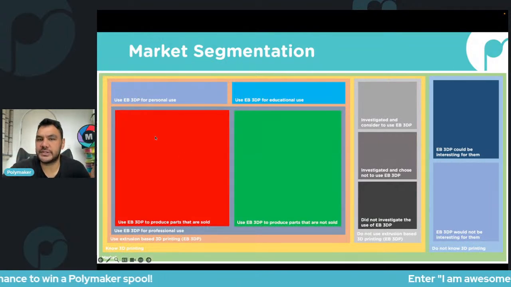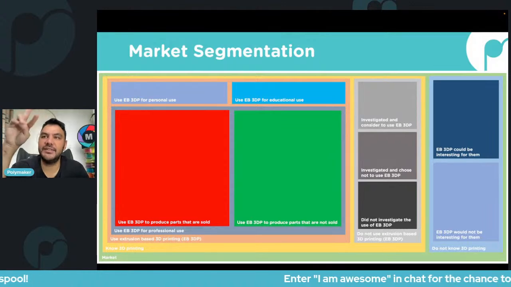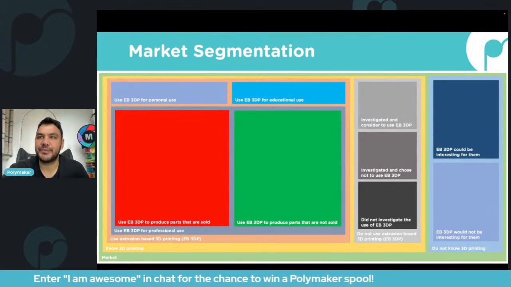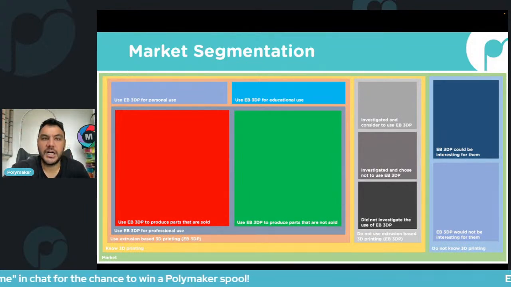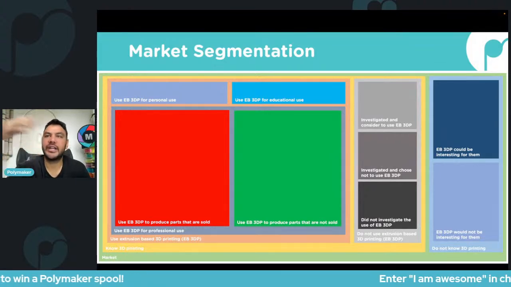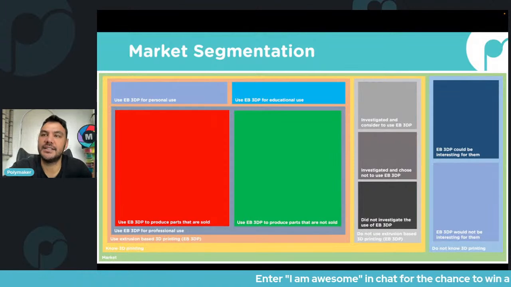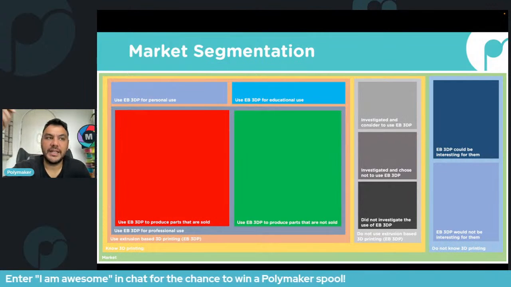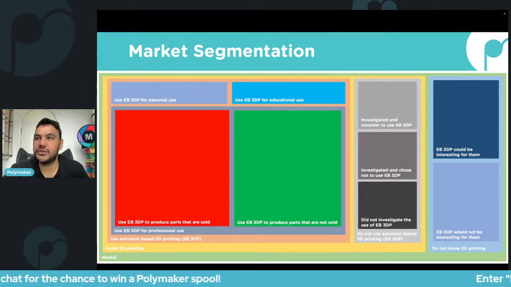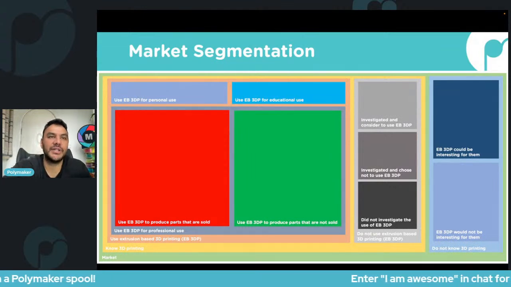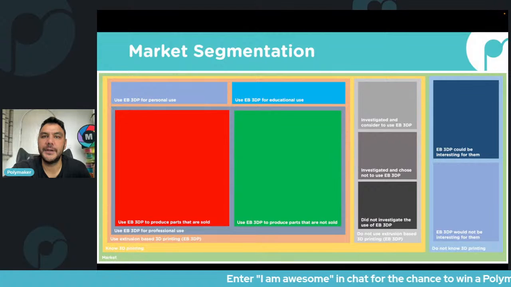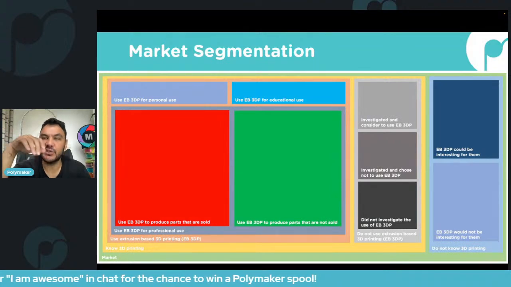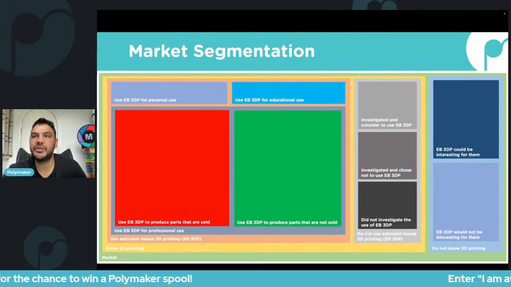In the professional use, there are 2 types that I differentiated. One is you produce parts that you're going to sell. Okay, so for example, a card holder that you sell on Etsy. So that's a professional use, and you produce parts that are going to be sold, right? But there is also a professional use where you don't sell the part, right? For example, you produce jigs and fixtures for your manufacturing or prototyping or something like this, right? So this is professional use, but you're not selling the part.